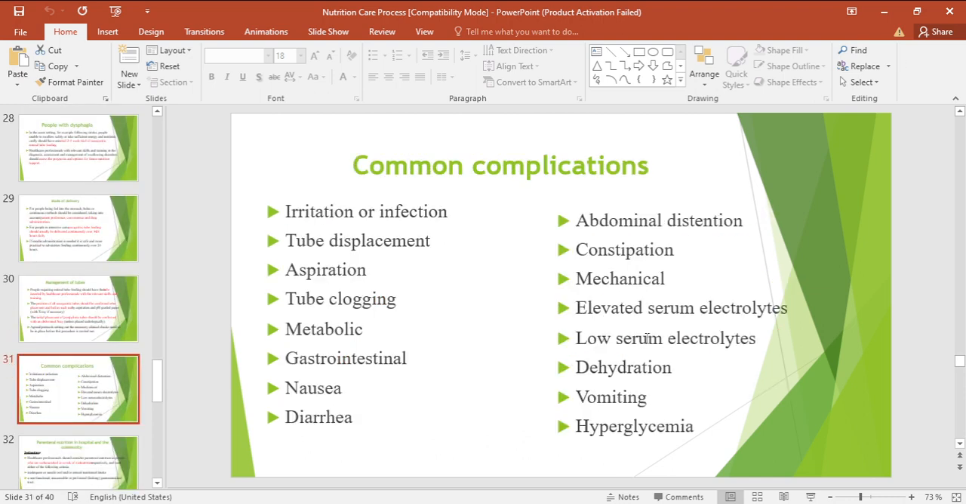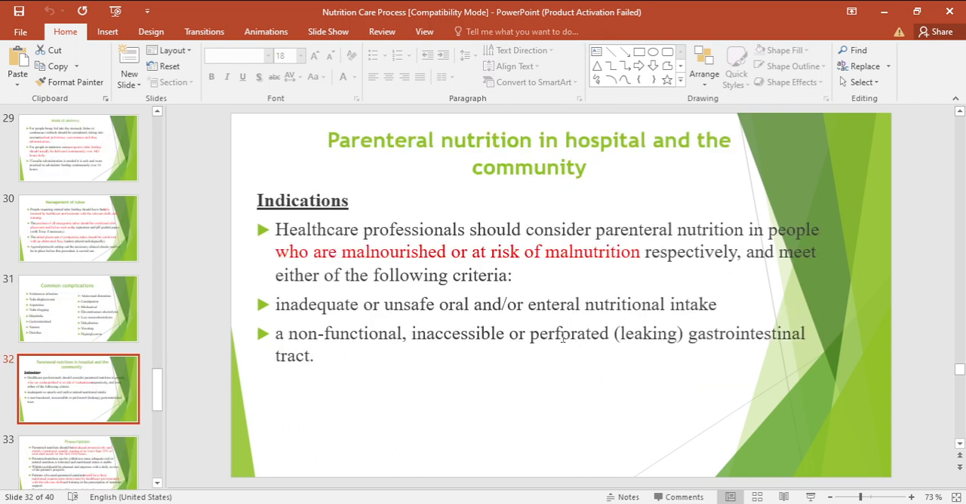So there are some complications that are common to enteral tube feeding, such as irritation or infection, displacement of the tube, aspiration, clogging of the tube, metabolic complications, gastrointestinal complications, nausea, diarrhea, and many others.